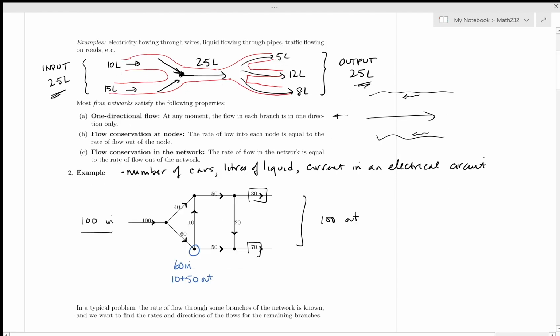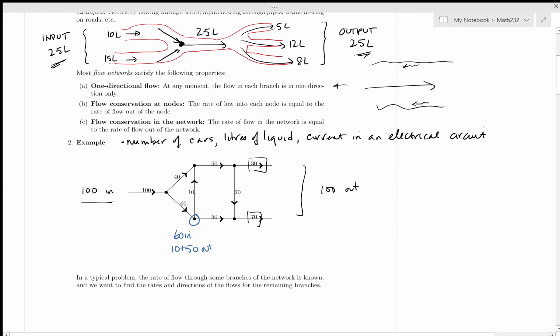Okay, so typically what we have is a problem where we know the flow on some of the branches and we don't know what's happening in some of the other branches, and we want to figure that out. That's what we're going to use our system of linear equations to do. So I'll illustrate this via an example.